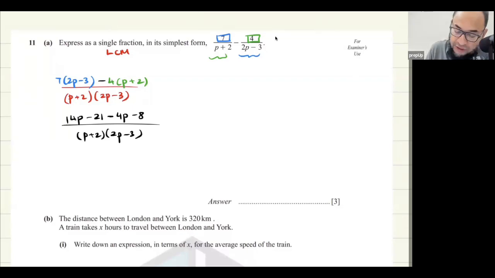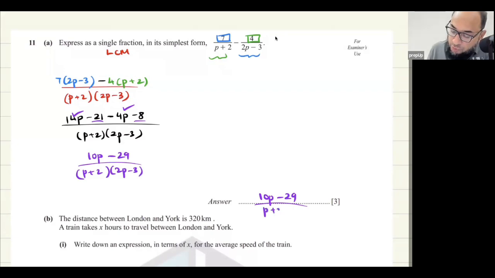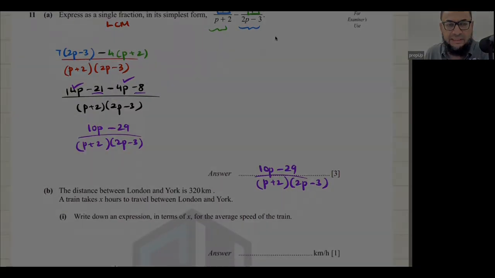So now we have 14 minus 4, which is 10p, and negative 21, negative 8, that is negative 29. So 10p minus 29 divided by the two brackets, p plus 2, 2p minus 3. This is p plus 2, 2p minus 3. That is the first thing, very simple, very basic.